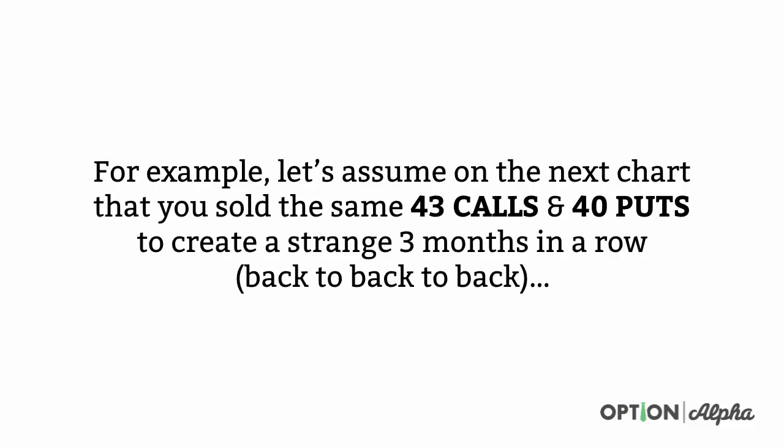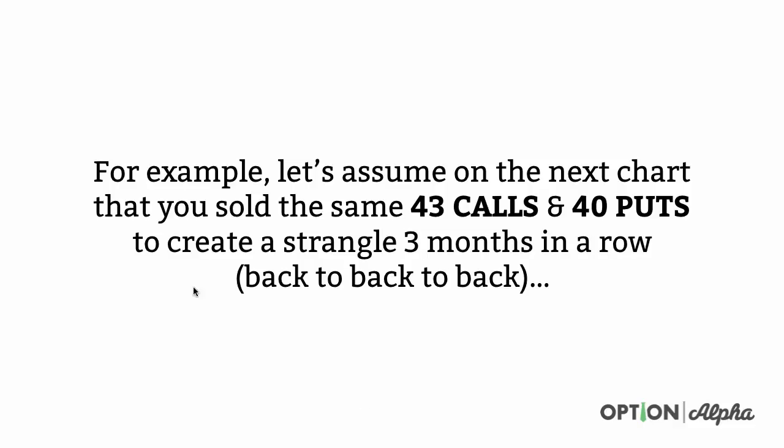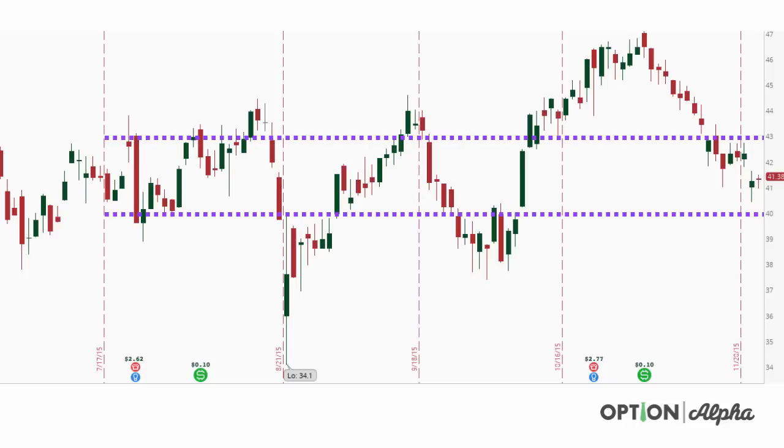So for example, let's assume on the next chart, just to prove this point about why you should be closing out trades early, that you sold the same 43 calls and 40 puts to create a strangle 3 months in a row. This is strangle, not strange. So you created a strangle 3 months in a row, back to back to back, okay? Now this is a chart, I believe, of AAL at the time that we were doing this video. It doesn't really matter, but it proves the concept.